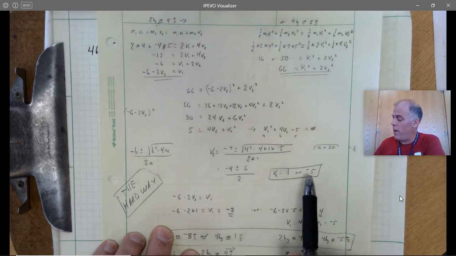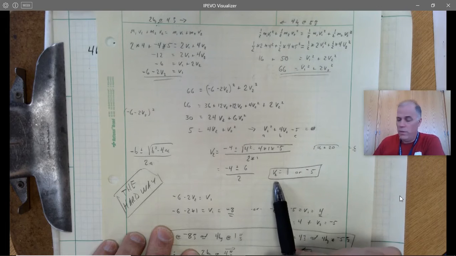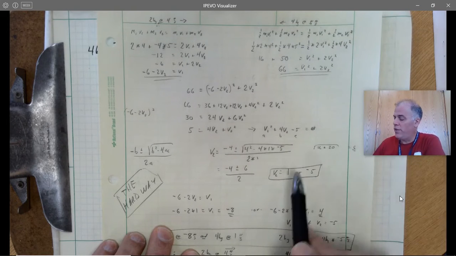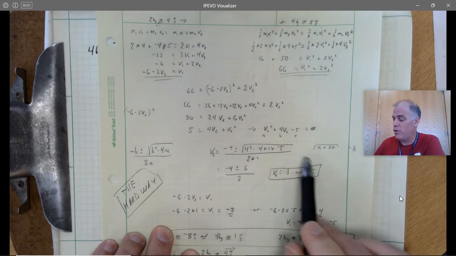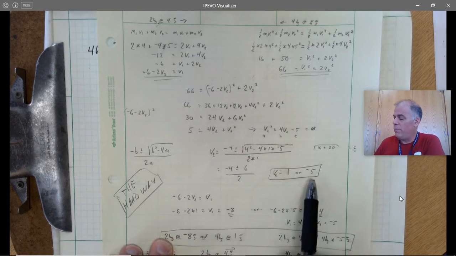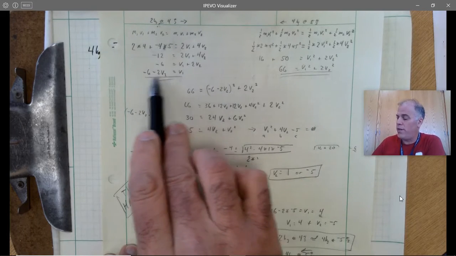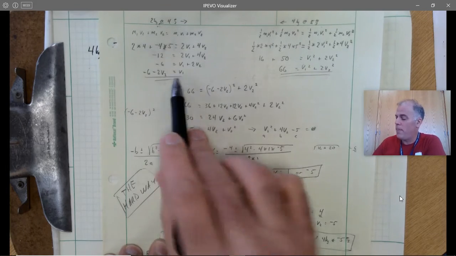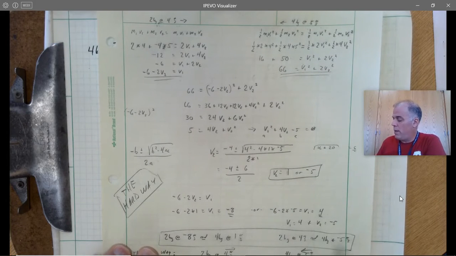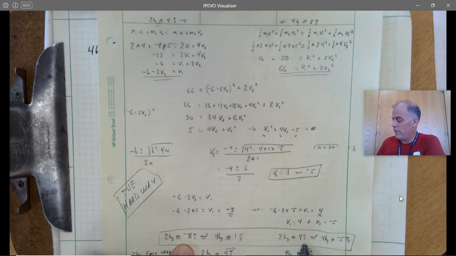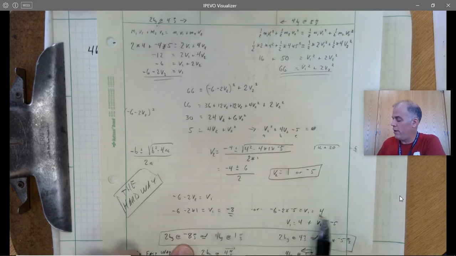But when it all boils down, we get V2, the speed of the second object after the collision, is either 1 meter per second or -5 meters per second. There's two possible solutions to this. Then we plug these values into our expression for V1, and we wind up that V1 comes out to be either -8 or 4. Yeah, -8 or 4. That's what they are.